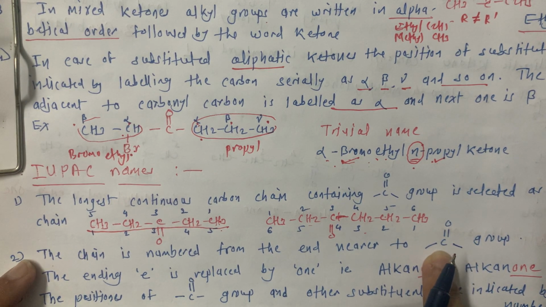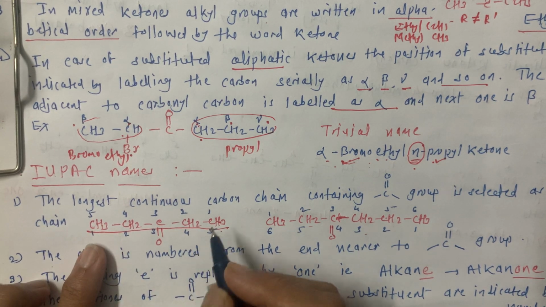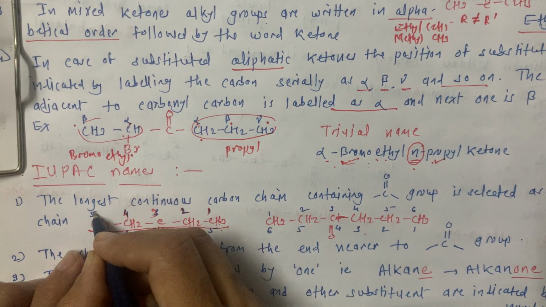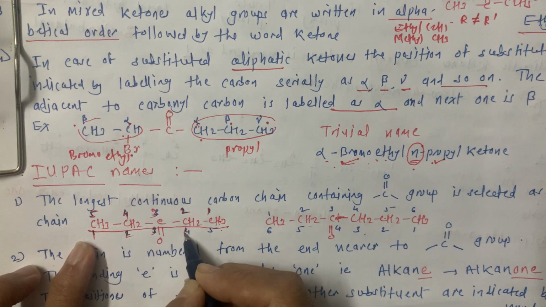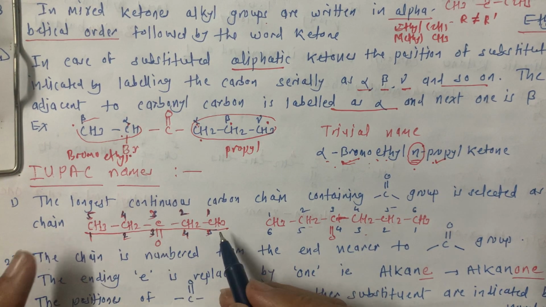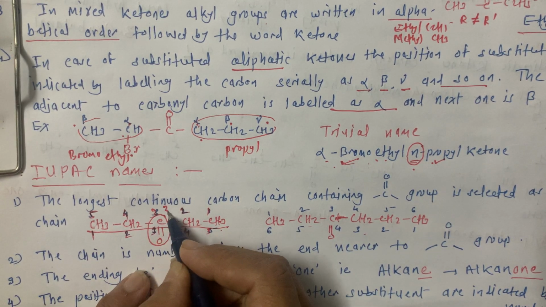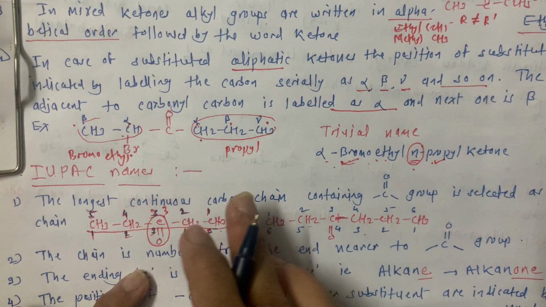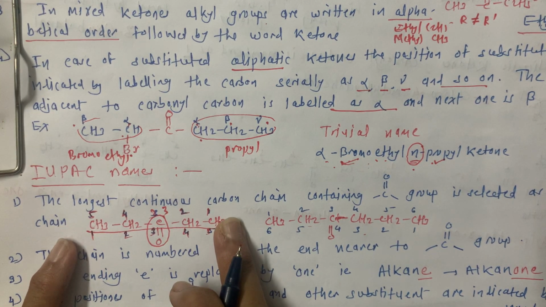Just like the other functional groups, the end nearer to the CHO group. Now see here, this is our chain. If you start from the right hand end, then this is 1, 2, 3, 4, 5. If you start from the left hand end, then this is 1, 2, 3, 4, 5. So from both ways, this carbonyl group is on position 3. That doesn't make a difference to the numbering. You can number from the left hand end, or from the right hand end.